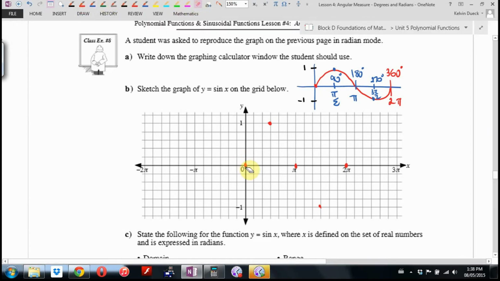It went middle, top, middle, bottom, middle, 3 squares over. Where am I going to be? Top. 1, 2, 3, top. 3 squares over, where am I going to be? Middle. Let's go backwards in the other direction. 3 squares backwards, where am I going to be?